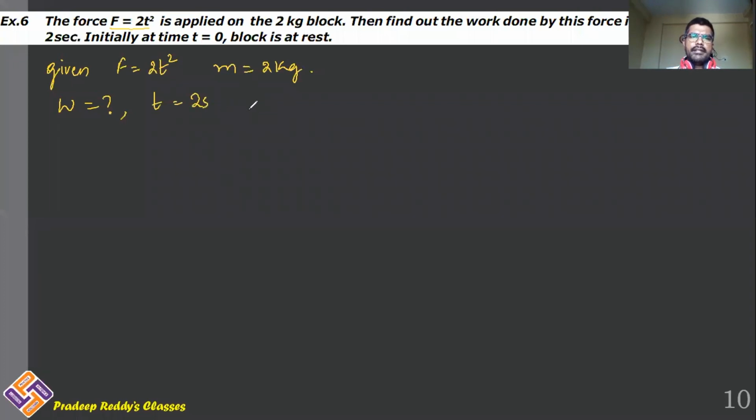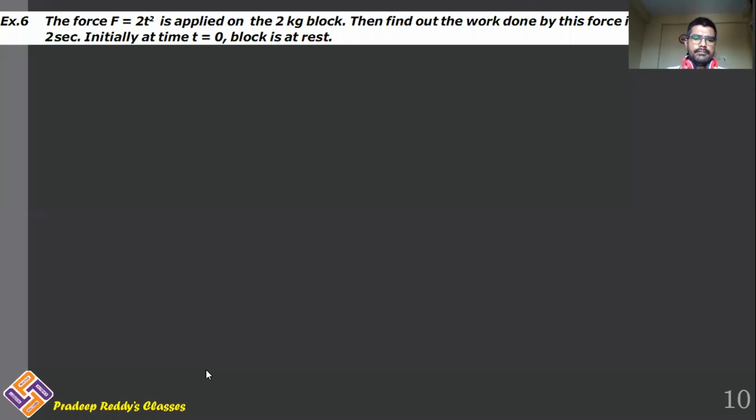Initial time ti is equal to 0 and the block is in the rest position initially. You are applying a force of F is equal to 2t square. Now you want to find out the work done by this force in 2 seconds. You should calculate work done.